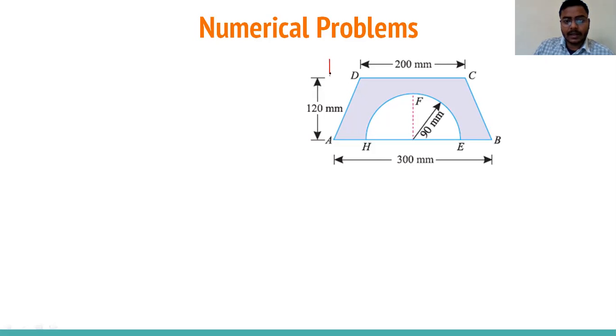I am taking this as the y-axis, and this as the x-axis. Because this semicircle has been cut at the center of this trapezoidal figure, we can say from this figure there is symmetry about this line. So in this case x bar would be 300 divided by 2, that is 150 mm.